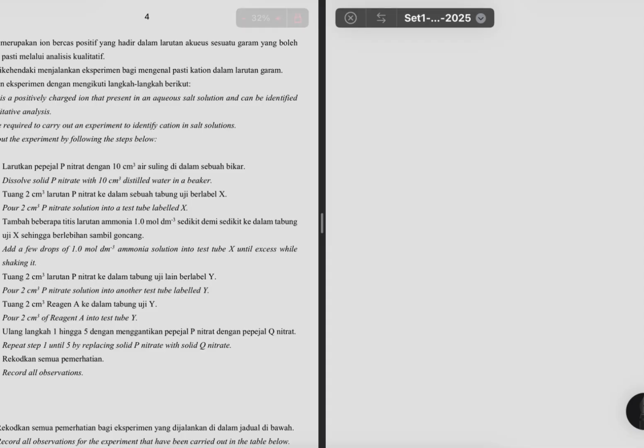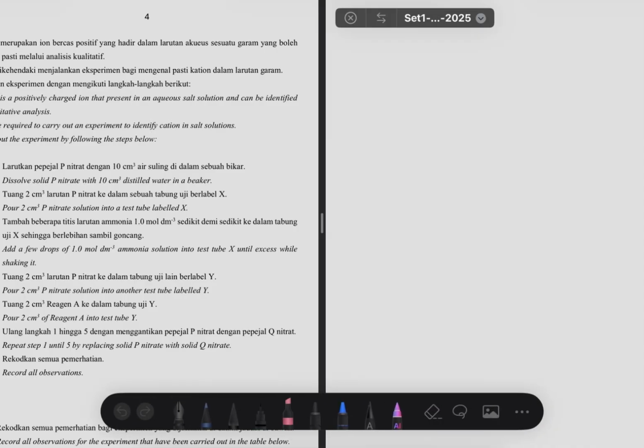So let's read. A cation is a positively charged ion that is present in an aqueous salt solution and can be identified by qualitative analysis. Okay, so you're required to carry out an experiment to identify cation in salt solutions. Okay, let us highlight what is important. So identify cation in salt solutions. So we already know that this is going to be Form 4 Chapter 6 based on what they're asking us to identify, which is cations.